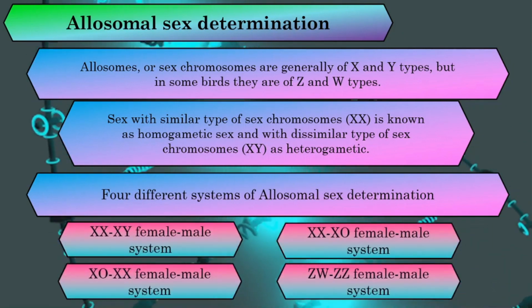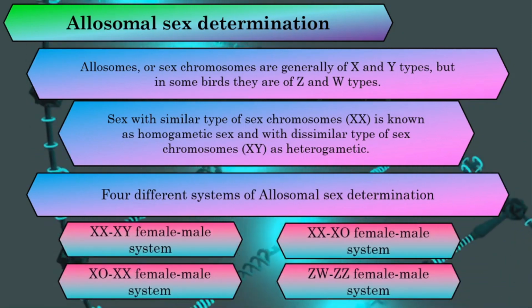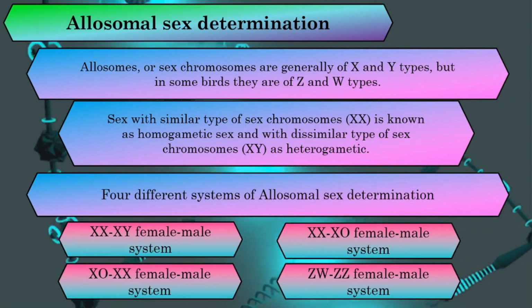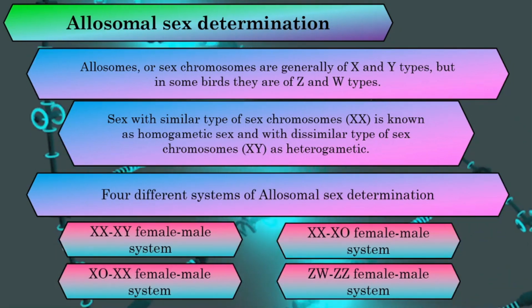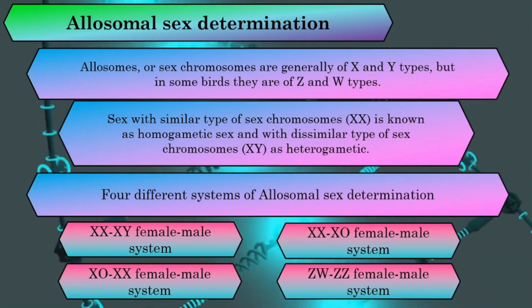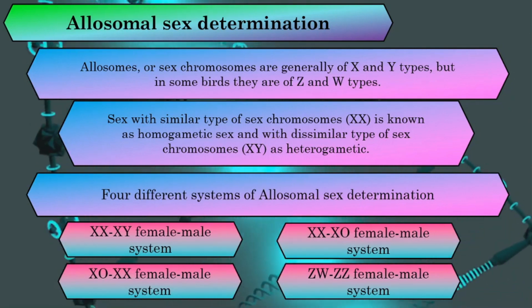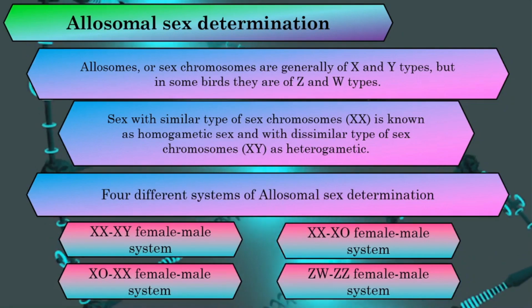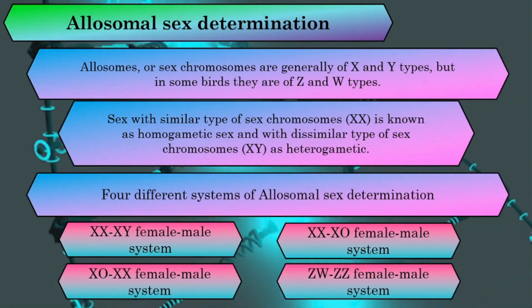There are four different systems under the allosomal sex determination: the XX-XY female-male system, the XX-XO female-male system, the XO-XX female-male system, and the ZW-ZZ female-male system.